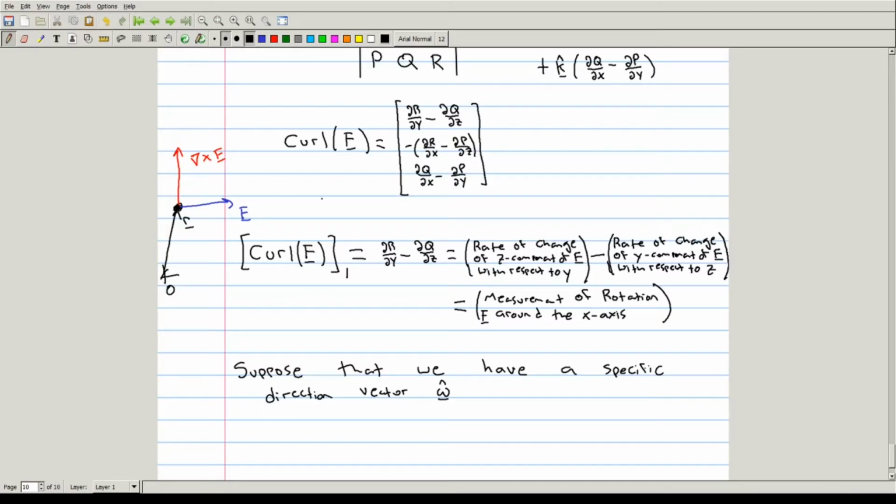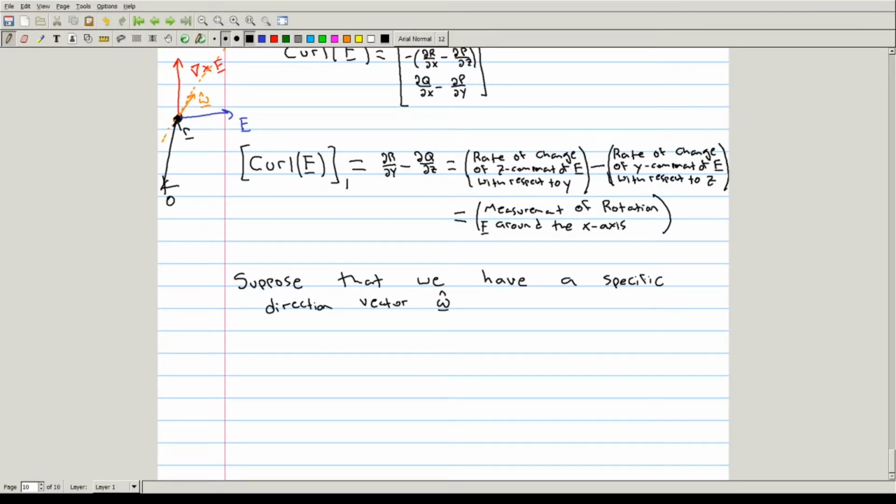Every point has a separate curl vector because this is a vector field. Right? These are functions of x, y, and z. But suppose we want a measurement of the rotation of this vector field F about some arbitrary axis omega at this point right here. Well, we know how to measure that, right?